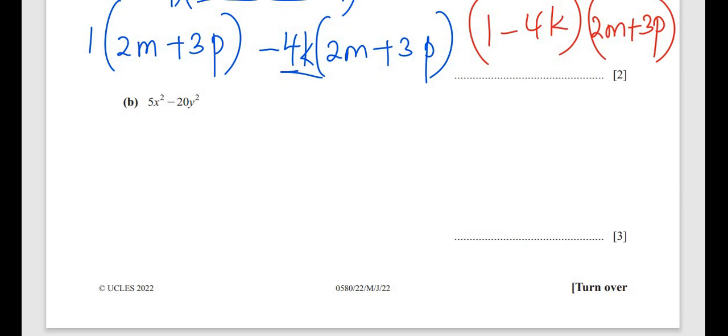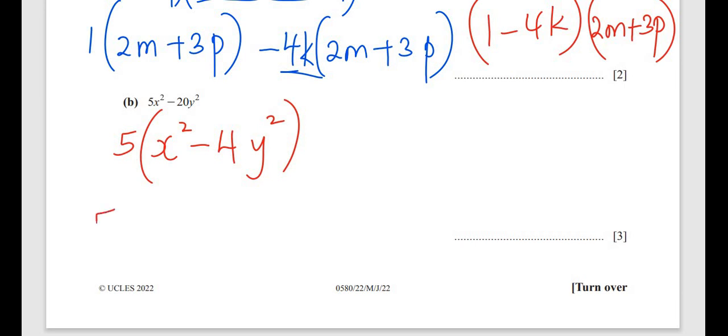So to factorize this one, the first thing is to look for a common factor. So the common factor is 5. So when we factor out 5, inside the bracket we're going to have x squared take away 4y squared, like that. Then we can also factorize x squared minus 4y squared.